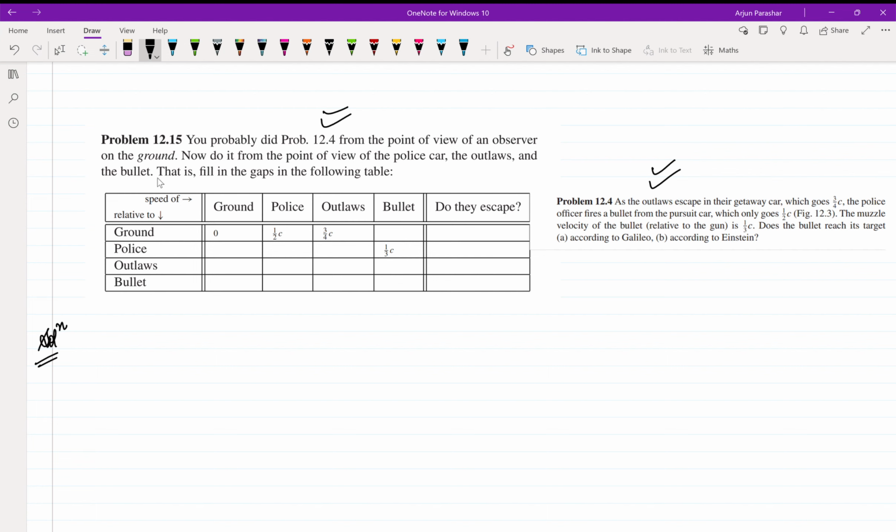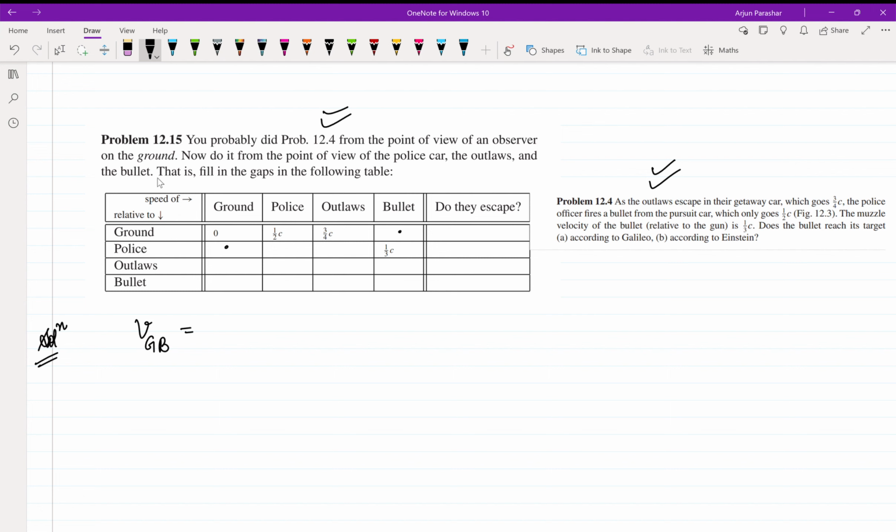So what does he say? He says that we need to find out the speed of the ground with respect to the police, and in this case, right here, the speed of the bullet with respect to the ground also. So first of all, let us calculate the speed of the bullet with respect to the ground.